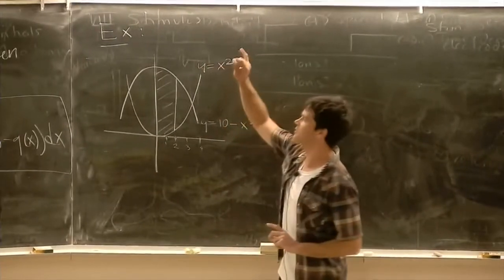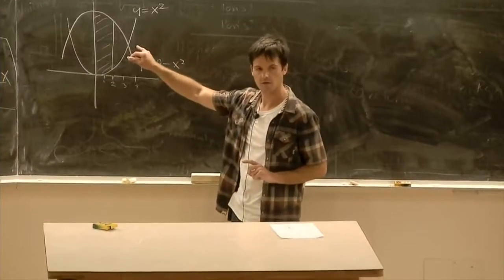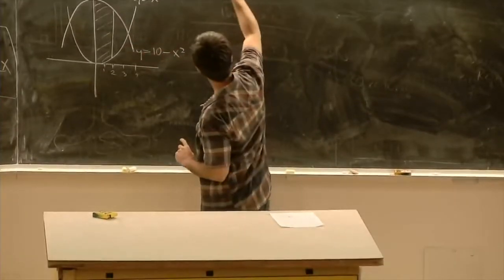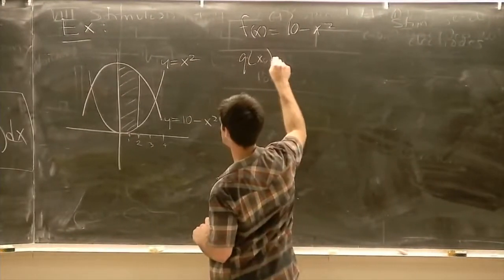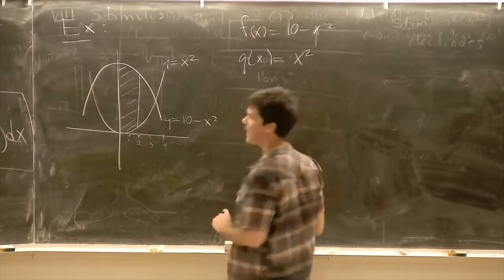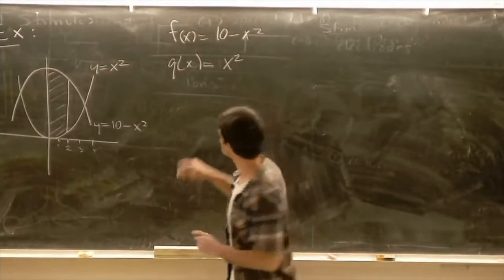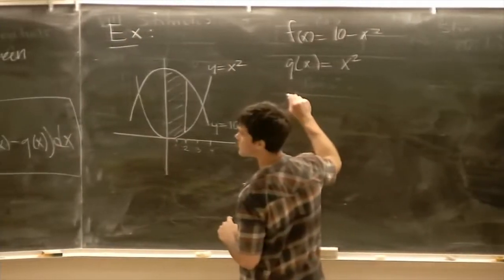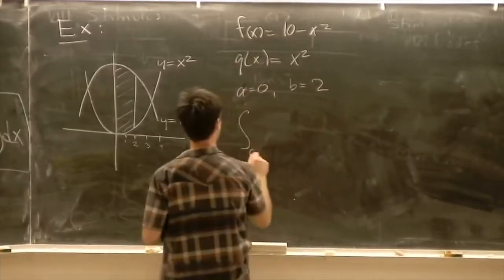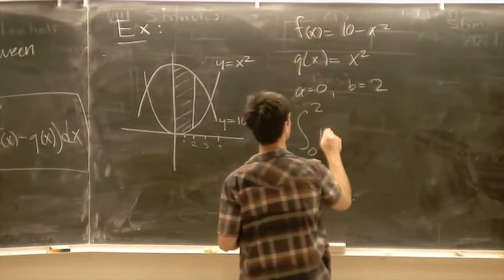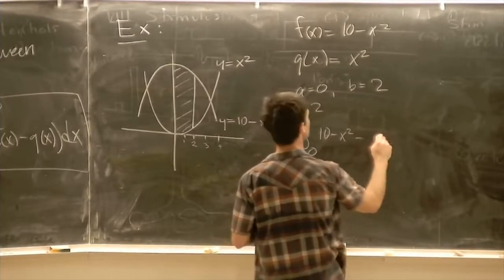What's the function on top, in other words, my f in this picture? The 10 minus x squared. And the function on the bottom is just the x squared. And my two limits are from 0 to 2. Thus, we get the integral from 0 to 2 of 10 minus x squared minus, well, x squared.